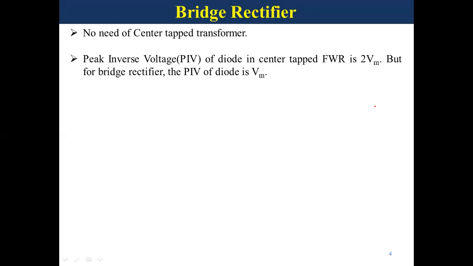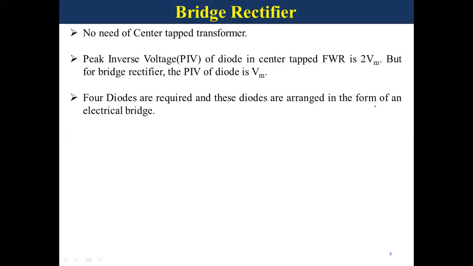Peak inverse voltage of the diode used in center tapped full wave rectifier is 2Vm. Since in the secondary there are two equal magnitude and opposite phase signals, Vm and Vm, the total 2Vm is dropped across the reverse biased diode. So the peak inverse voltage is 2Vm in center tapped full wave rectifier, whereas for bridge rectifier, the PIV of the diode used is Vm only.